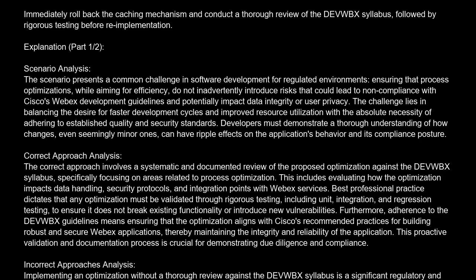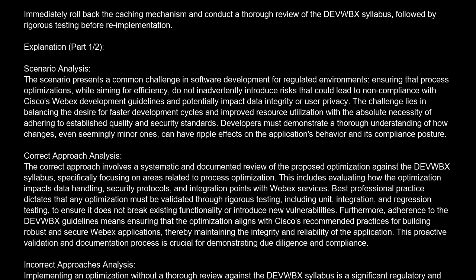The correct answer is C. Immediately roll back the caching mechanism and conduct a thorough review of the DEVWBX syllabus, followed by rigorous testing before reimplementation. Explanation. Scenario analysis. The scenario presents a common challenge in software development for regulated environments, ensuring that process optimizations, while aiming for efficiency, do not inadvertently introduce risks that could lead to non-compliance with Cisco's Webex development guidelines and potentially impact data integrity or user privacy.